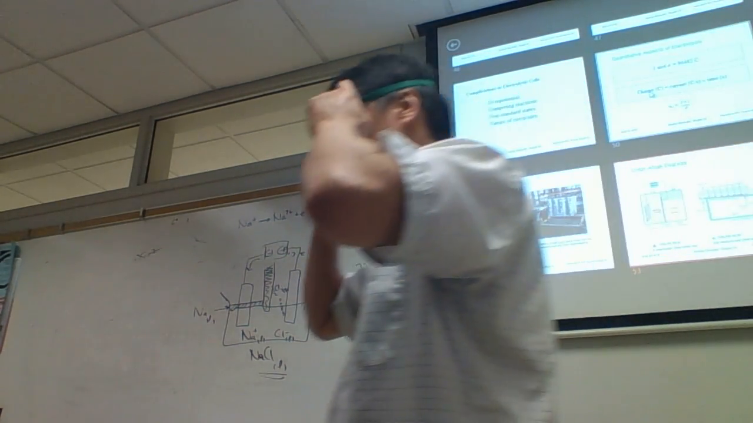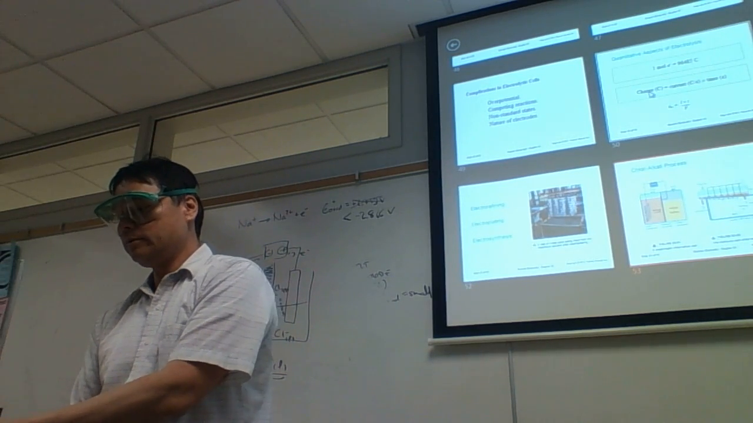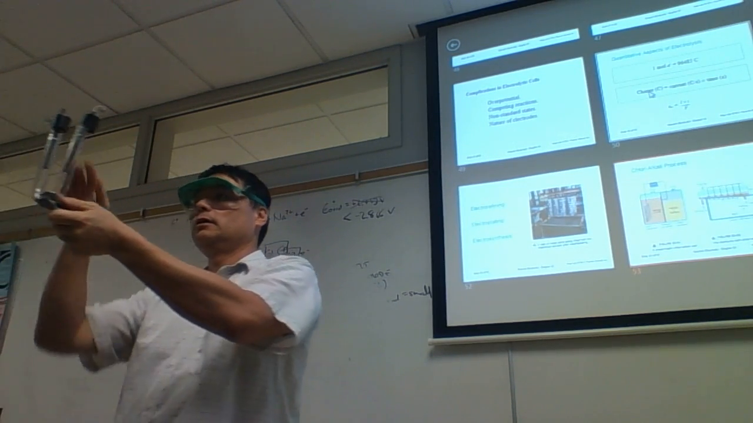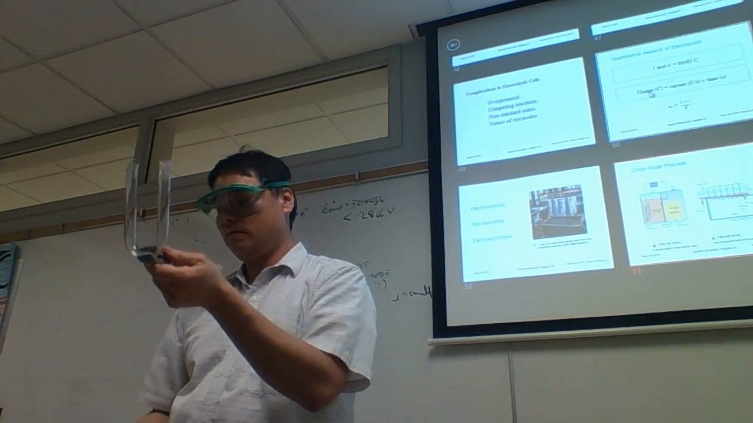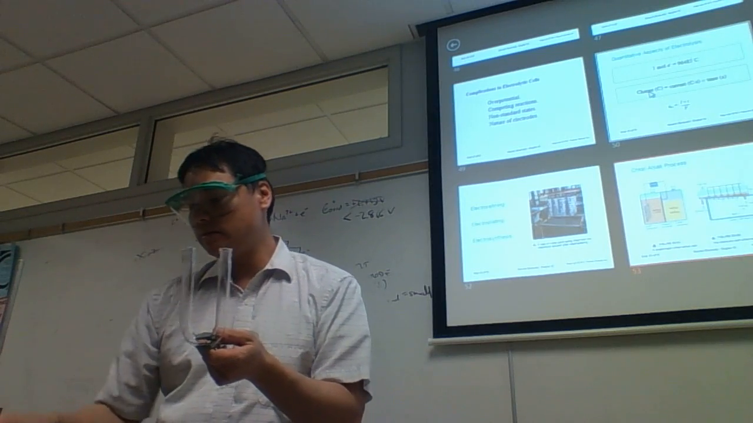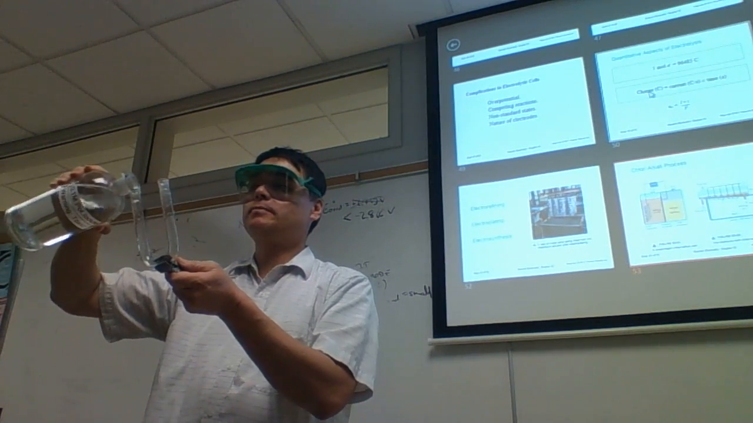So we're going to start again. I have a U-tube here, and I'm going to use this U-tube as an electrolytic cell. What I'm going to do is put some potassium iodide in this. This is 0.1 molar potassium iodide.